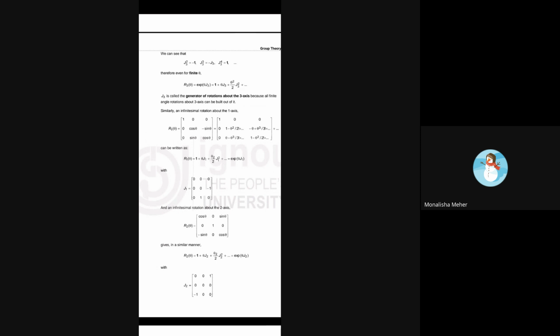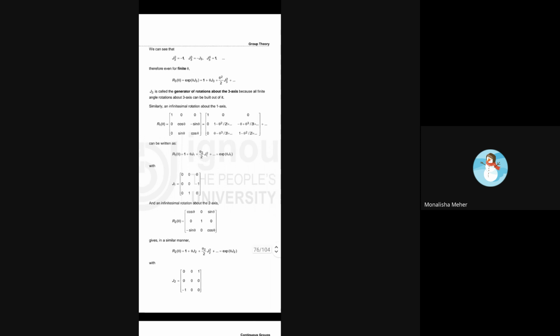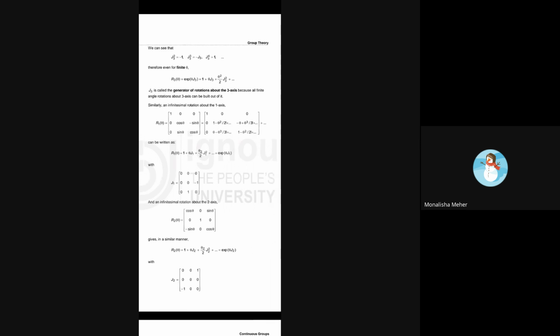Therefore, even for finite theta, R3 of theta is equal to exponential of theta J3, which is equal to 1 plus theta J3 plus theta squared by 2 J3 squared plus so on and so forth. J3 is called the generator of rotation about the 3 axis, because all finite angle rotations about the 3 axis can be built out of it.